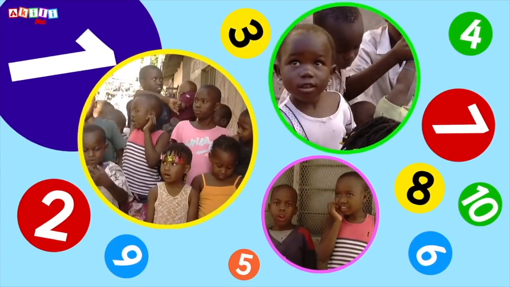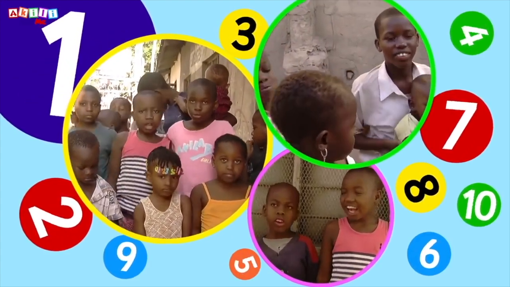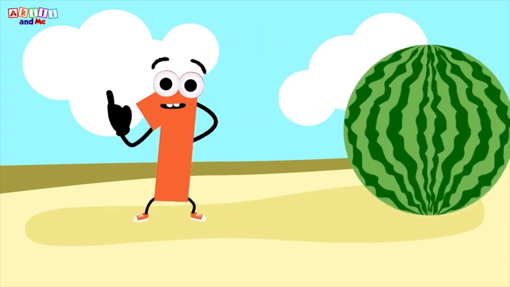1, 2, 3, 4, 5. Hey kids. Are you ready to count? Okay. Yummy, yummy, yummy. 1. Can you show me one yummy fruit?